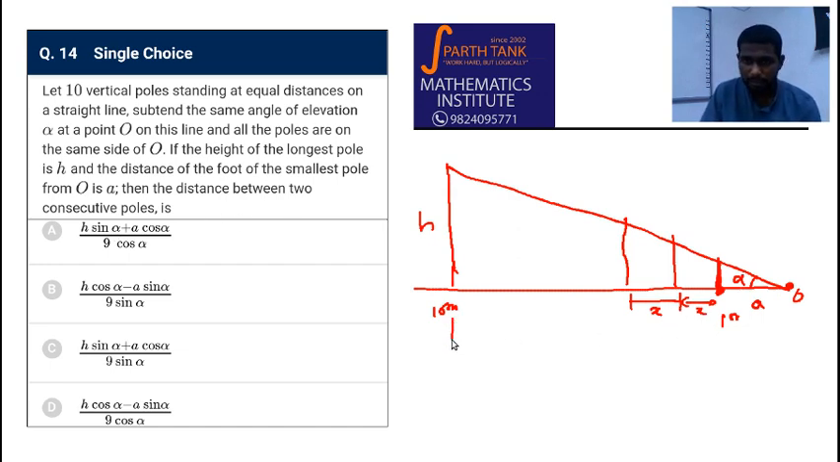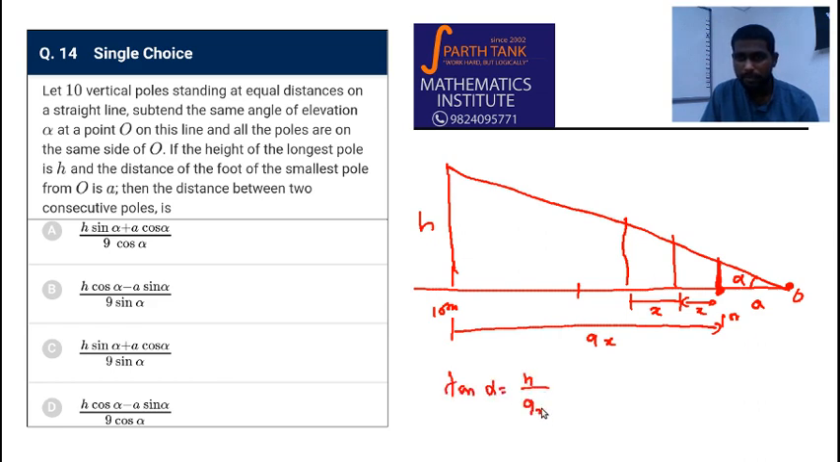This is very simple. If you notice that this whole length is 9x, right? There are going to be 9 intervals between the 10 poles, each of distance x. So 9x is the total length. So total length here is 9x plus A. So tan alpha is nothing but h upon 9x plus A. Now since the answer is in terms of sine and cos, rewrite tan alpha as sine alpha by cos alpha is h by 9x plus A.